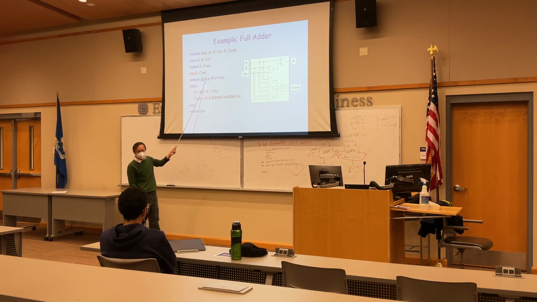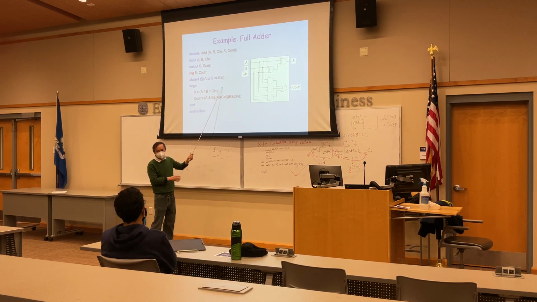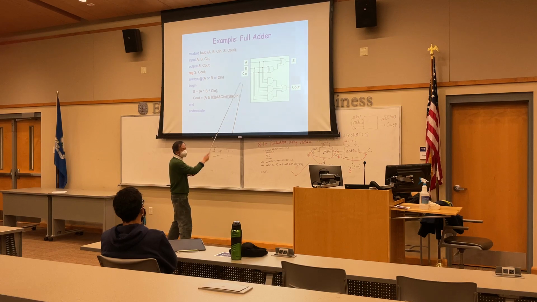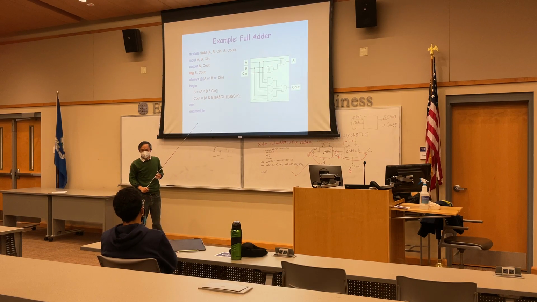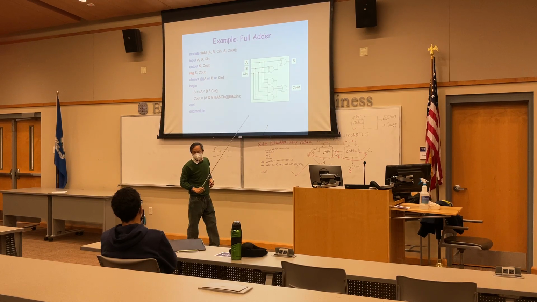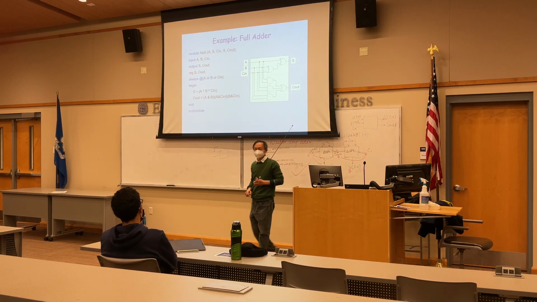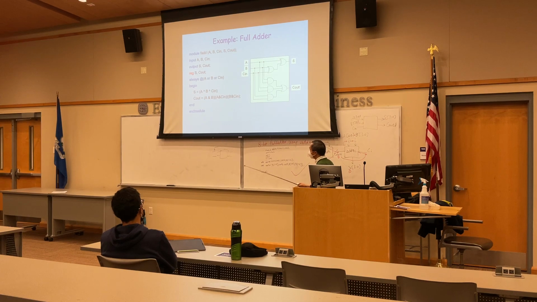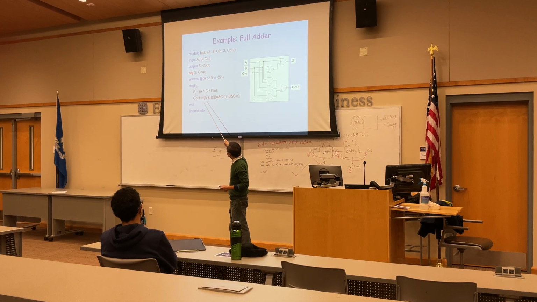Okay, always. The sensitivity list is A, B, or C: A or B or C. Any input change, we're going to re-evaluate. We define it as an always block. What are we going to do? Sequential statements. Sum is A XOR B XOR C. Carry out is A and B, or A and C, or B and C. Okay, so is this okay? So it is what we defined in A1, in an always block.